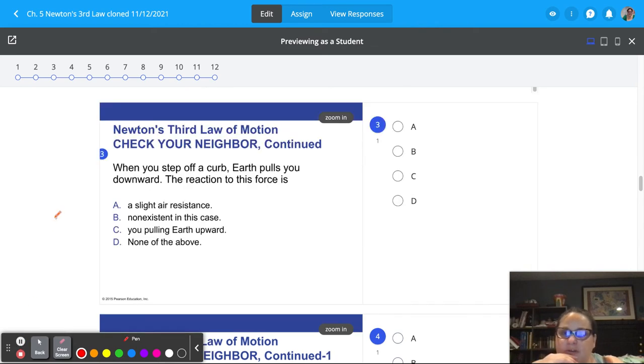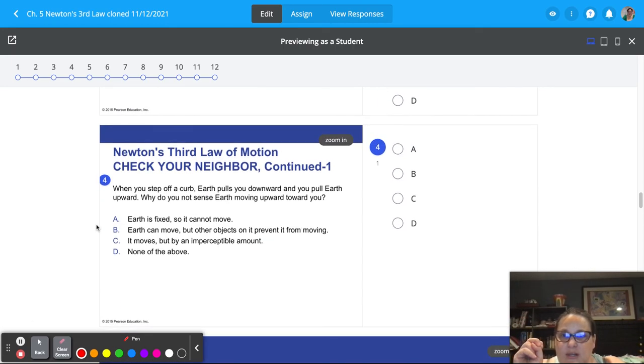All right, when you step off of a curb, Earth pulls you downward. The reaction to this force is... So the rule is you have your two objects. The two objects in this case are you and the Earth pulling you downward. So we switch the noun, you pull the Earth, and then since the direction is specified as downward, we have to switch that to upward. So the opposite of Earth pulls you downward would be you pull Earth upward. And that makes the answer C.